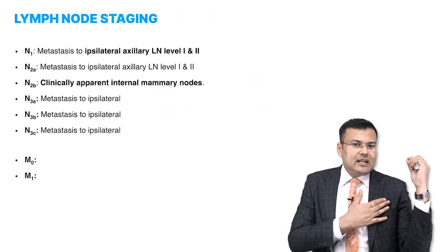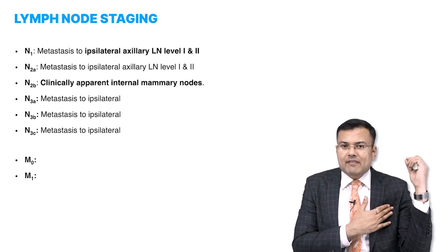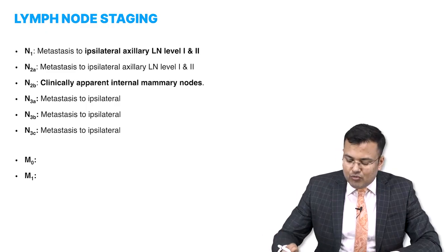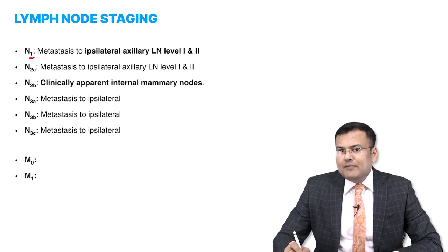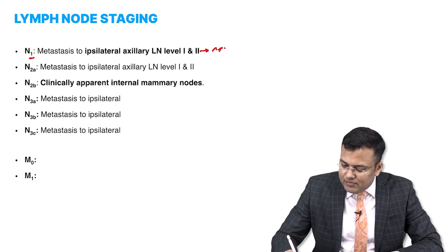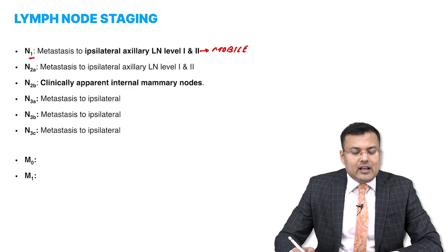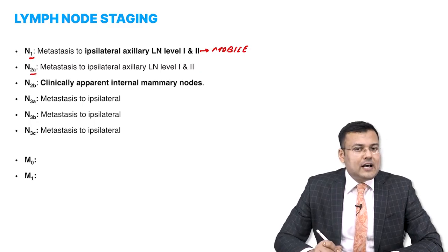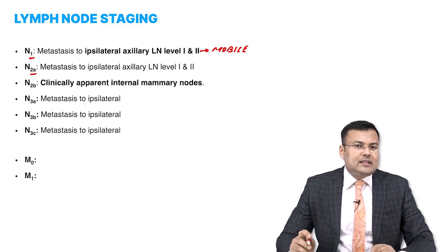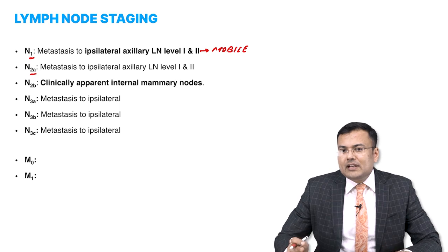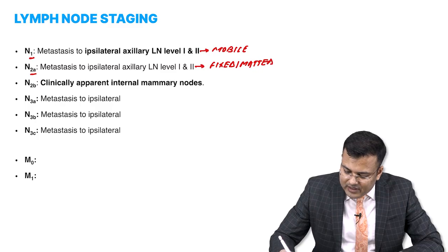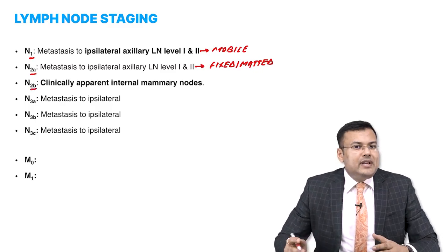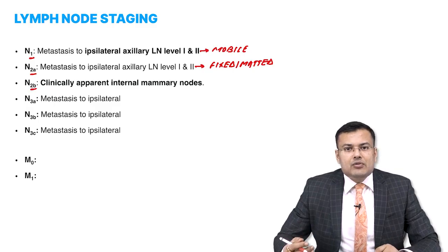Whenever there is metastasis to ipsilateral axillary lymph node level 1 and 2, and the nodes are mobile, it is N1. N2A is when the same lymph nodes become fixed or matted. Clear? After that, what is N2B? N2B is clinically apparent internal mammary nodes.